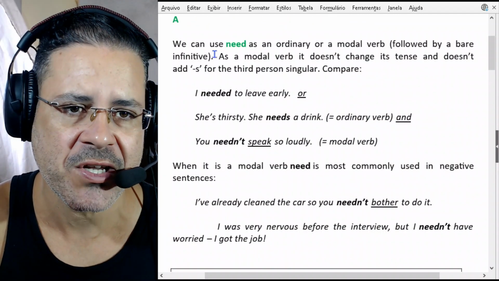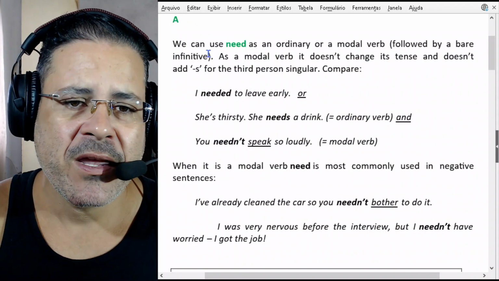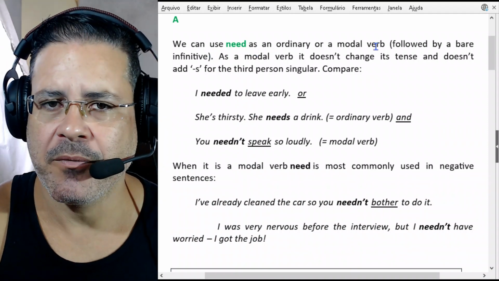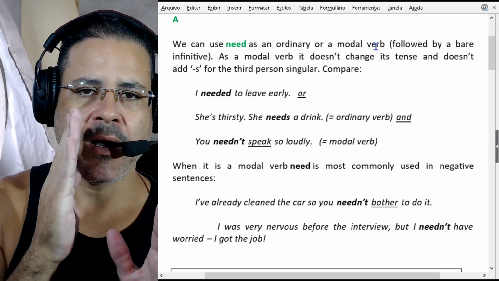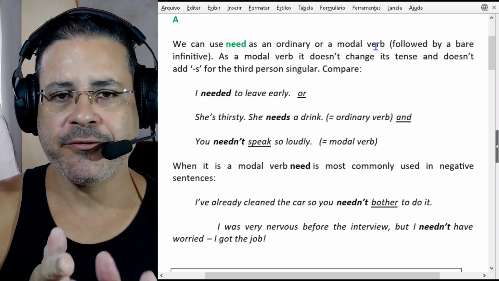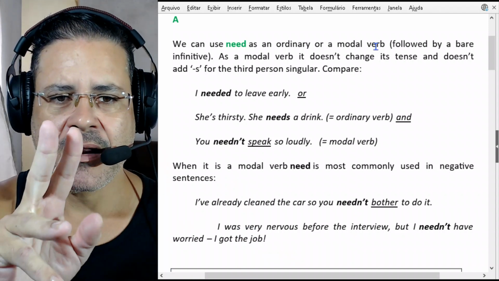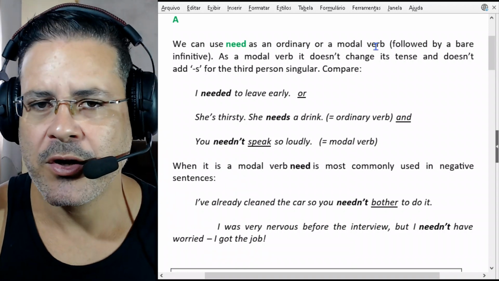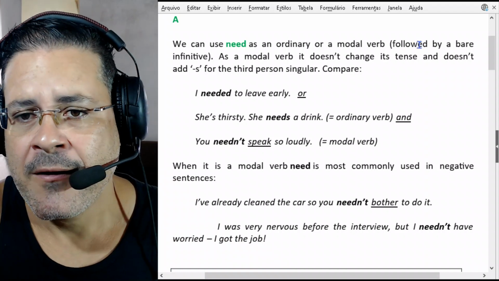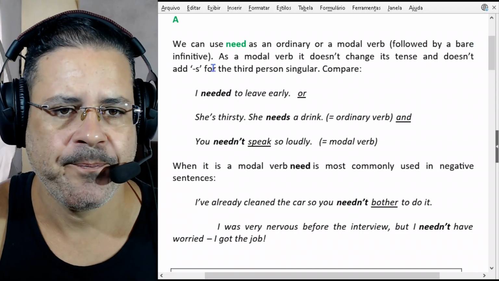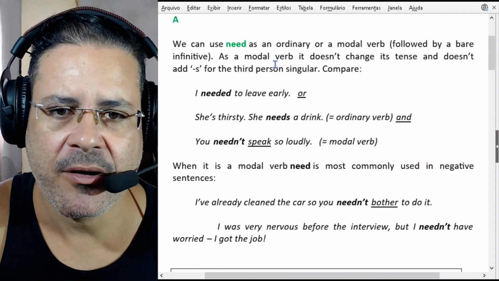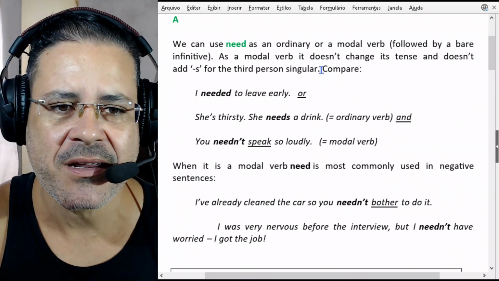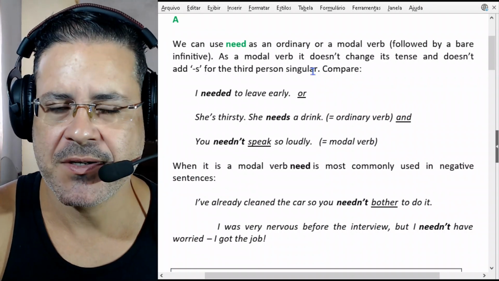Okay, let's go through section A. We can use need as an ordinary or a modal verb. So the verb need has two classes. It might be an ordinary verb or a modal verb. We're going to check that out. As a modal verb, it is followed by a bare infinitive, it doesn't change its tense, and it doesn't add s for the third person singular.